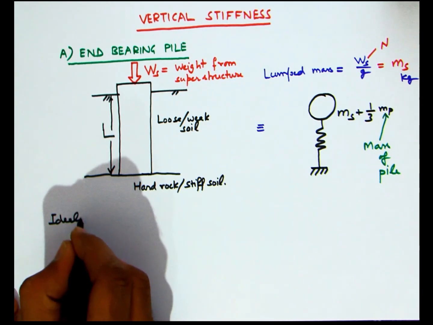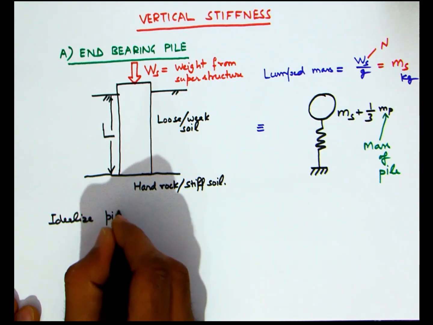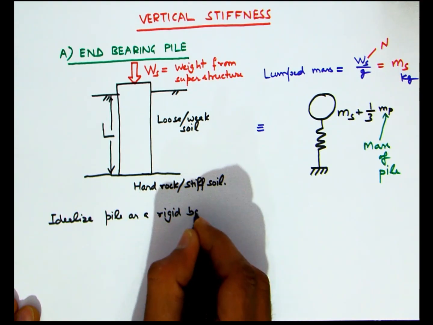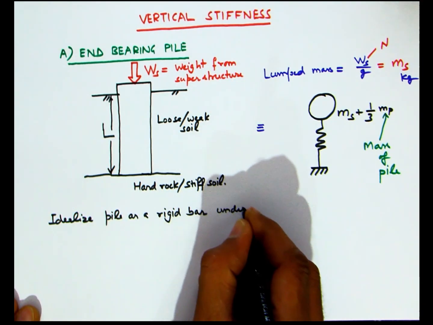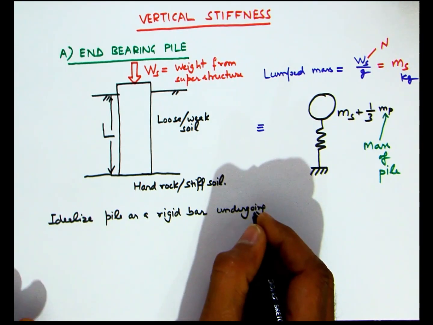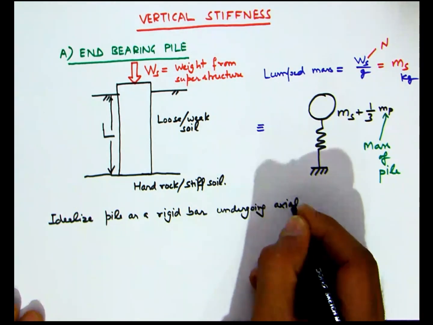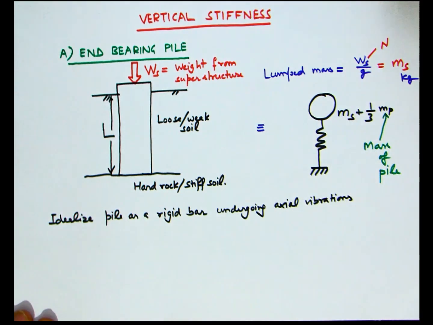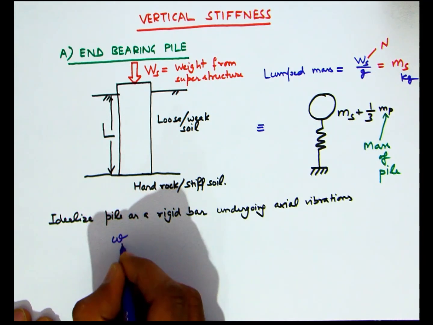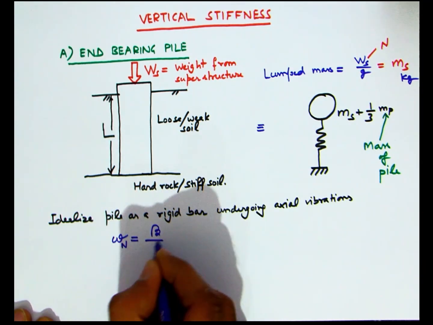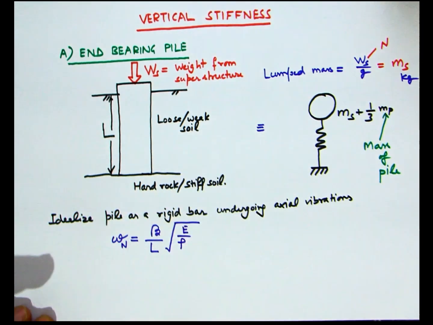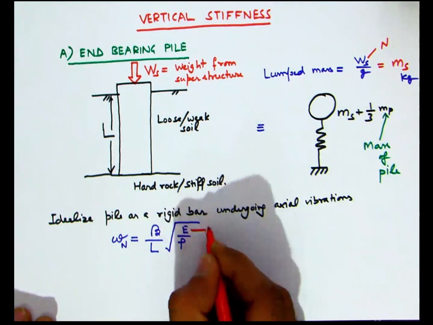Here the end bearing pile is idealized as a rigid bar undergoing axial vibrations. So the standard solution is available in any book of structural dynamics. The natural frequency is given by this relationship. Here omega n is equal to beta by L under root E by rho. E is the Young's modulus of elasticity and rho is the density of the material of the pile.